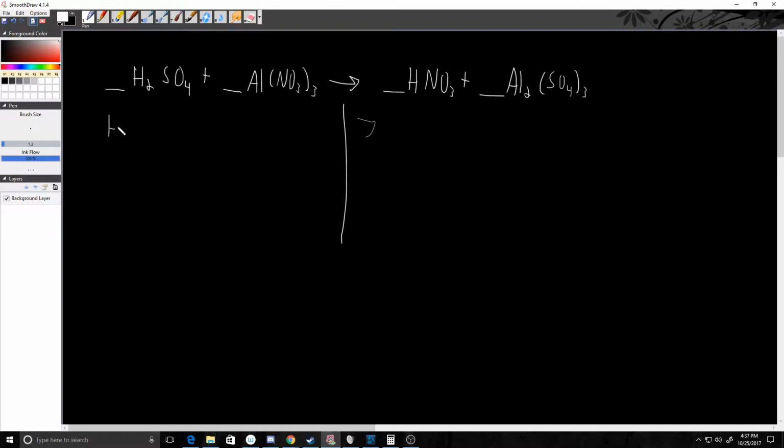So I have hydrogen. Now in this case, here's the new rule we have. If I have something in parentheses on one side of the equation and it's not in parentheses on the other, go ahead and put it in parentheses. So in this case, I've got NO3 in parentheses here. I have NO3 together over here. So I'm just going to put parentheses around it. I have SO4 in parentheses here. I have SO4 together over here.